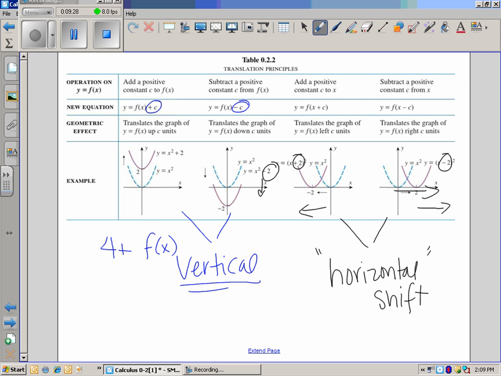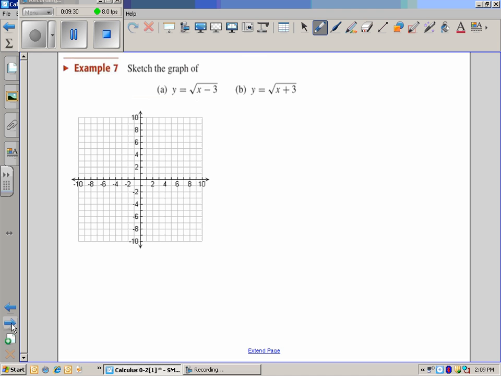So inside is opposite. Okay, so we want to sketch the graph. Go ahead and pause here and attempt to sketch either of those.